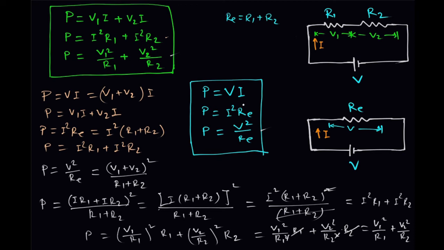You can start from any of these formulas and you can prove that it is identical to any of these three. Or you can start from any of these three and arrive at any of these. These are identical formulas. So for total power calculation in case of series resistances, you can apply these formulas. It will be easier than calculating the power consumed in the individual resistances. If it is asked to calculate the power consumed in individual resistances, then you can apply these formulas.